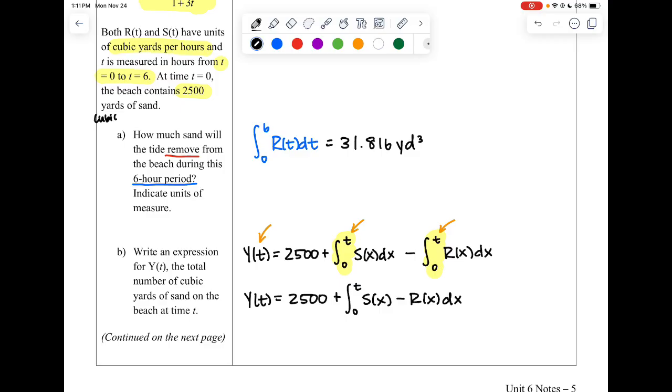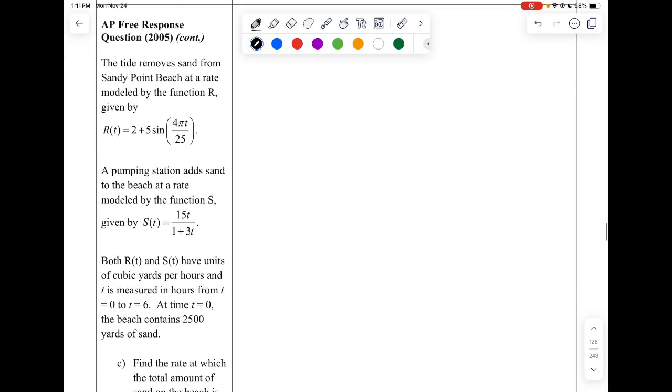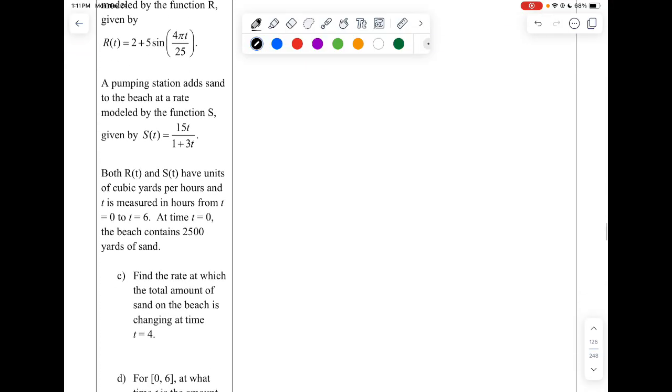Okay, so for part C, I'm going to go ahead and flip over to my page. We're going to find the rate at which the total amount of sand on the beach is changing at time t equals 4. So one thing I'm going to do, I think I'm going to have to utilize that function y of t that we just wrote, so I'm just going to rewrite that.